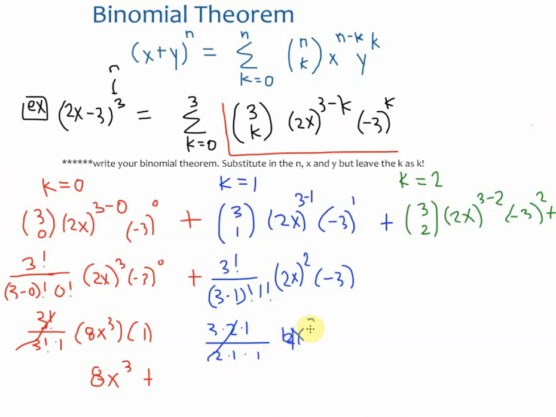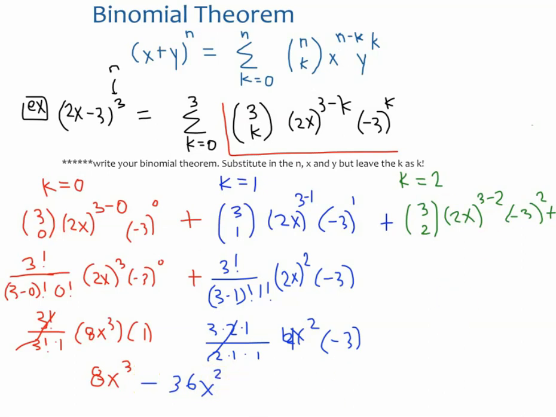We'll just keep it like that. 4x squared times negative 3. Okay, so now we have the 3 times the 3 is negative 9 times 4 is negative 36. So this second term is actually not a plus. It is a minus because the term came out negative, right? So this would be minus 36x squared. Okay, that's the second term.